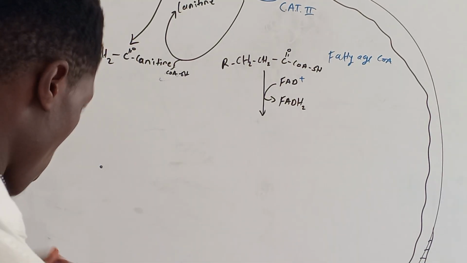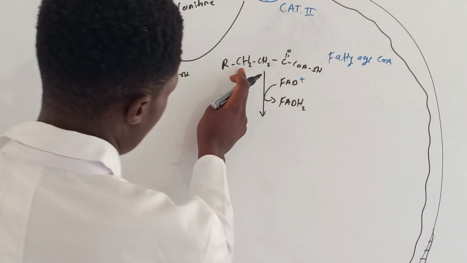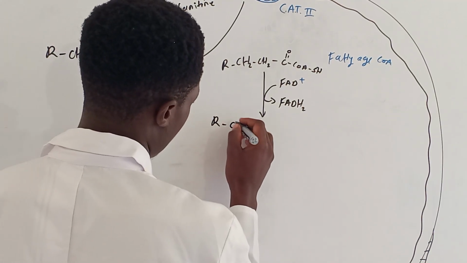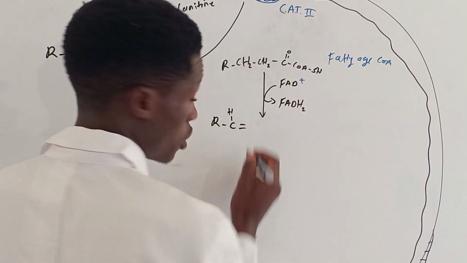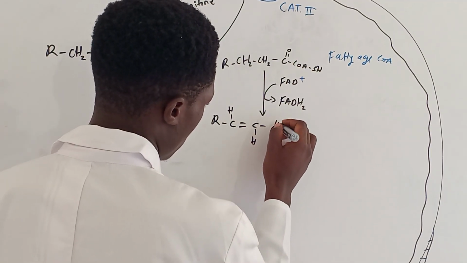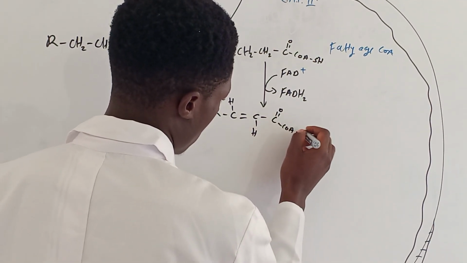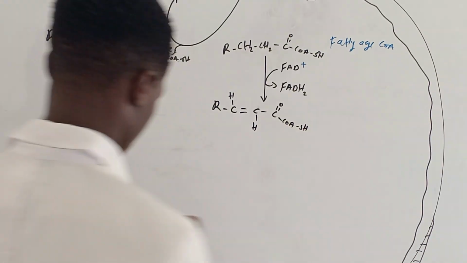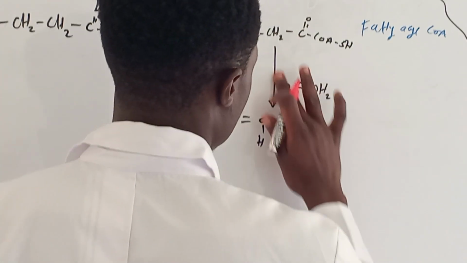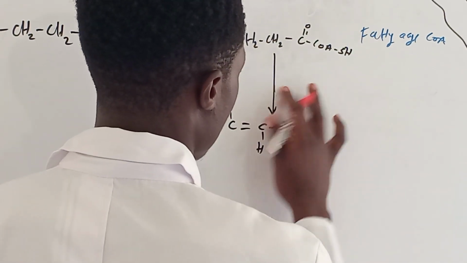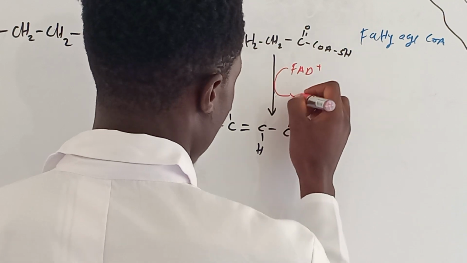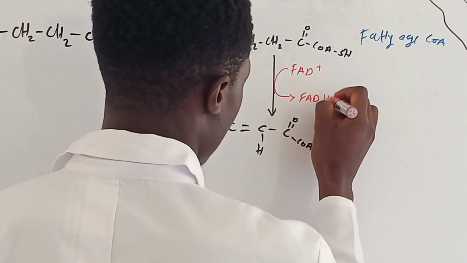Alright, now what are we going to have? We will remove this hydrogen and this hydrogen so that we're going to have CH. We're going to introduce the double bond, then CH, C, S, H. Now, let me use a different color so that you can see together. Flavin, adenine, and nucleotide into FADH2.